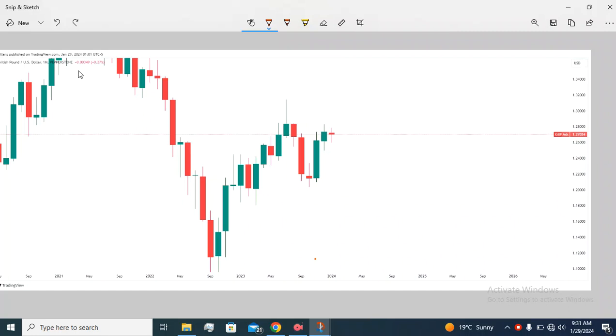I'm going to give a quick update on GBPUSD. Before you is just a plain chart of the same GBPUSD on the monthly time frame. This is a long-term analysis that we had done before, but I'm just going to repeat it.